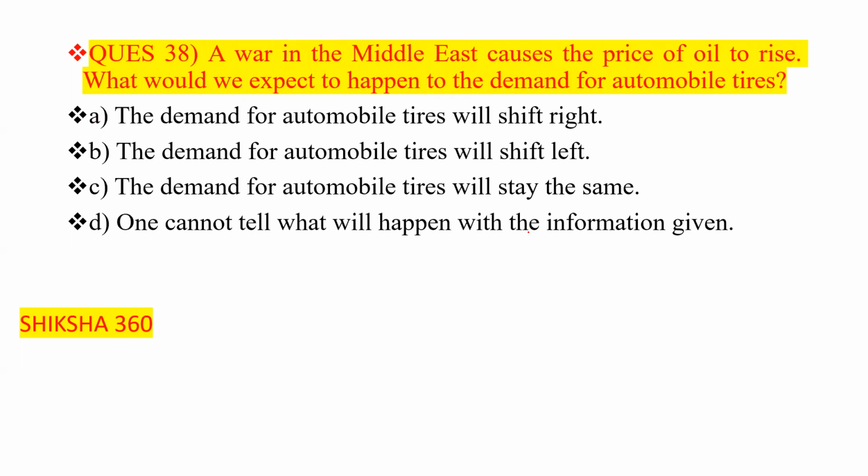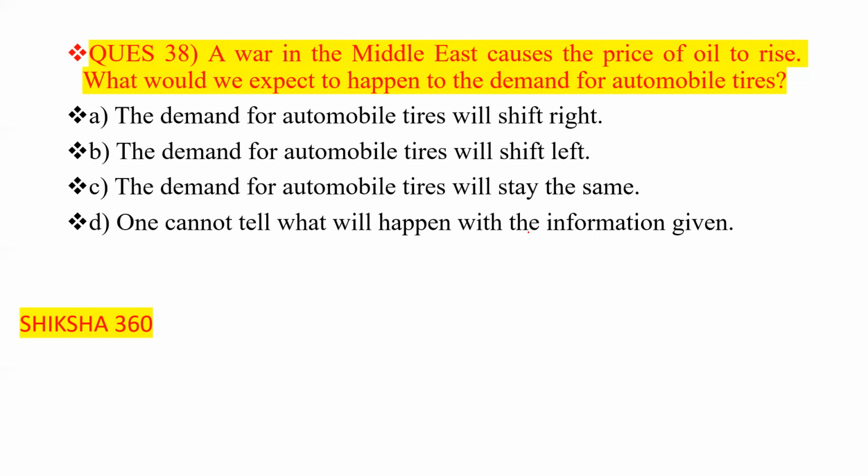Very easy but technical type of question. Let's understand what they want to say here. A war in the Middle East causes the price of oil to rise. If the price of oil rises, people will use their vehicles a little less than earlier, when the price was lower. So what would we expect to happen to the demand for automobile tires? The demand for automobile tires will shift right, meaning more demand.